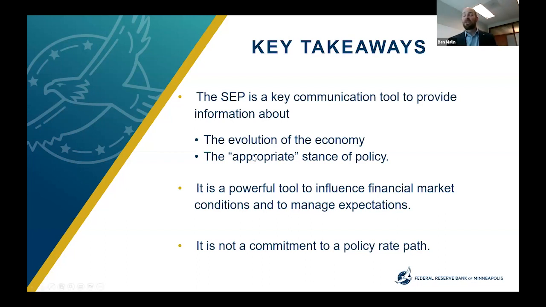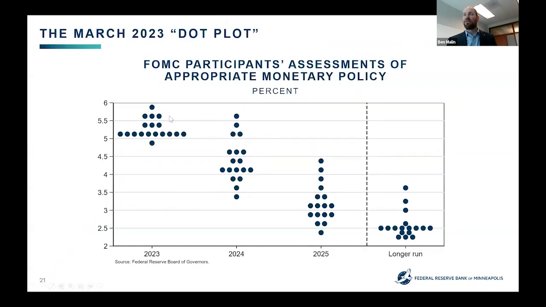It gives us some information about the appropriate stance of policy. Again, think about this plot, which is showing for each policymaker what they think the appropriate stance of policy might be. So we get some information about both where the center of the committee is, but also dispersion around that center.